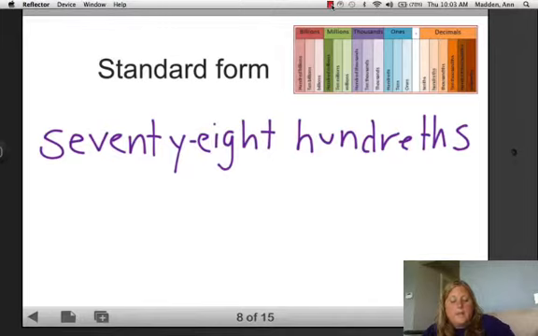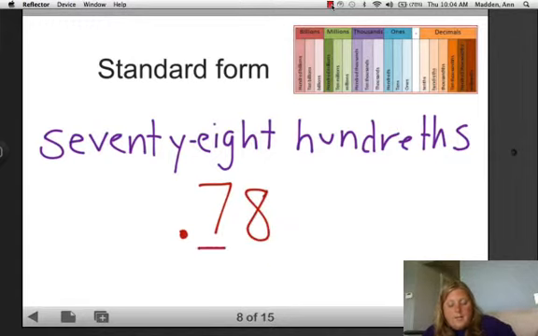78 hundredths. Now in this one, I don't hear a whole number and I don't hear the word "and." So I know that it's only going to be decimal places. So I'm going to write my decimal point, 78 hundredths. I hear the number 78. Does it end in the hundredths? Let's see. Tenths, hundredths, I've got it, 78 hundredths.